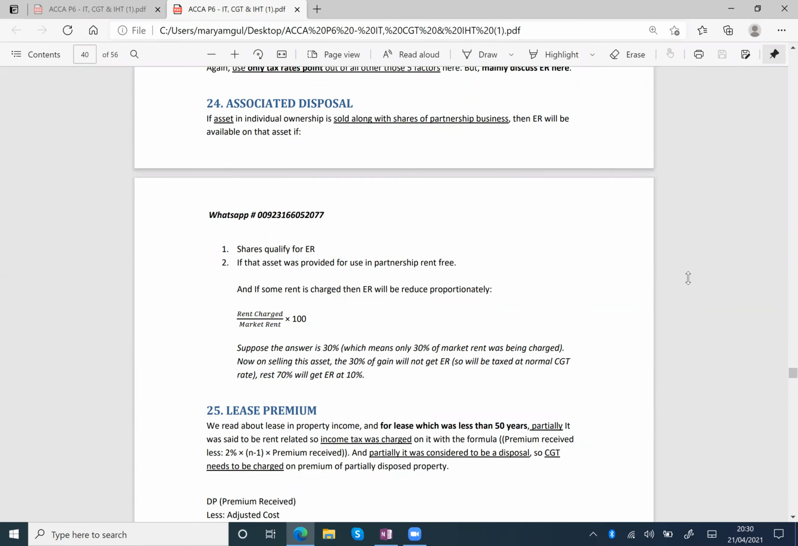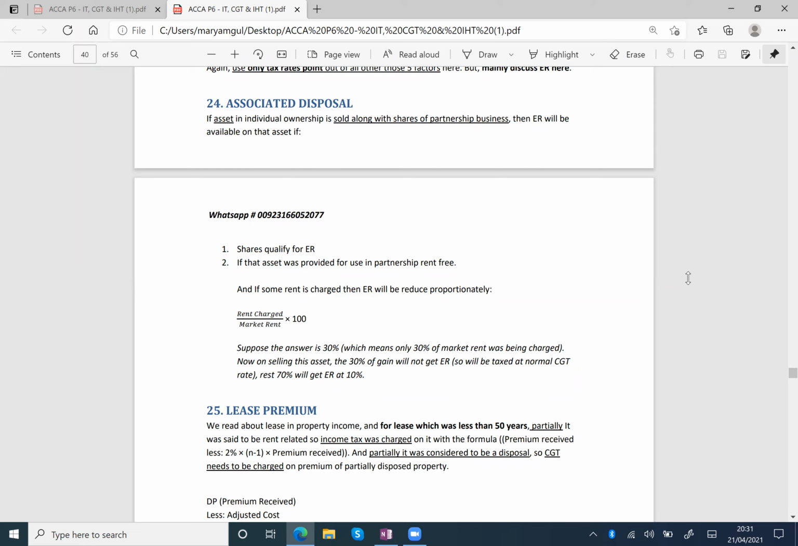And if I sell the share, and then I sell the asset, my personal asset which all partners are using in the business, I also want to achieve business asset disposal relief on that asset. My question here is whether I will qualify for the relief on that asset. Yes, I will qualify for business asset disposal relief on that asset and the gain will be taxed at a 10% rate.